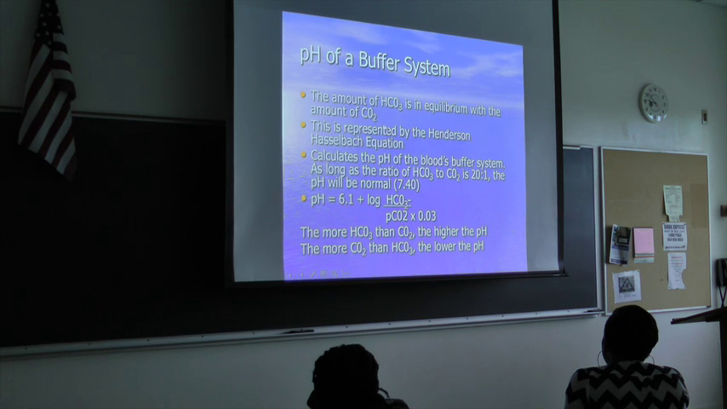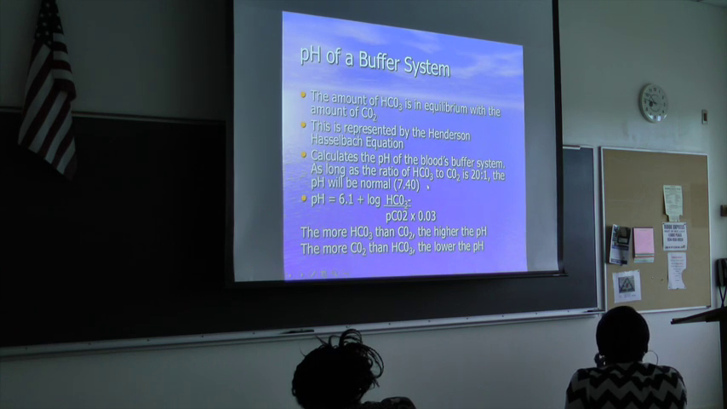So talking about the pH of a buffer system, the amount of bicarbonate is in equilibrium with the amount of carbon dioxide. And that's where our formula is going to be. It says this is represented by the Henderson-Hasselbalch equation. It calculates the pH of the blood's buffer system. So as long as the ratio of bicarbonate to carbon dioxide is a 20-to-1 ratio, the pH will be normal.